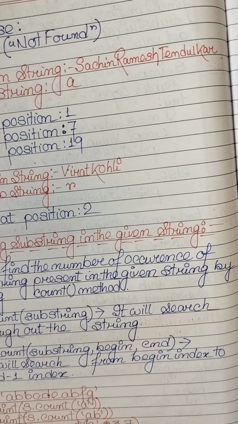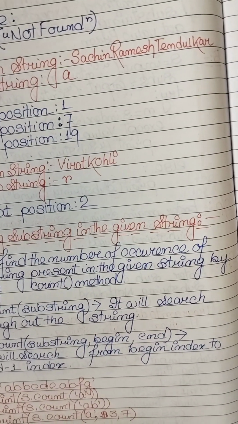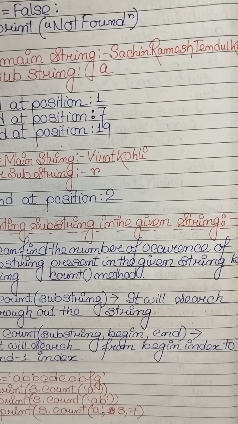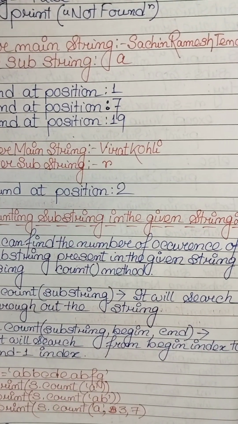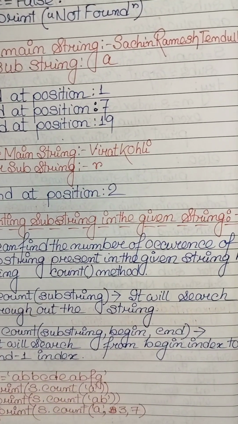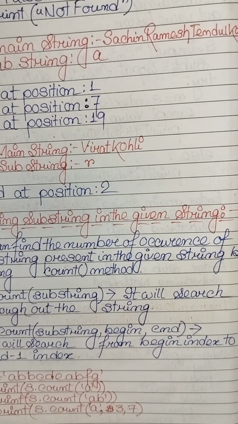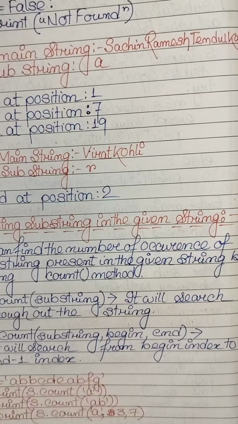Suppose we enter main string Virat Kohli, and the substring we have to find is R. So it is found at position 2. The substring R is found at position 2.